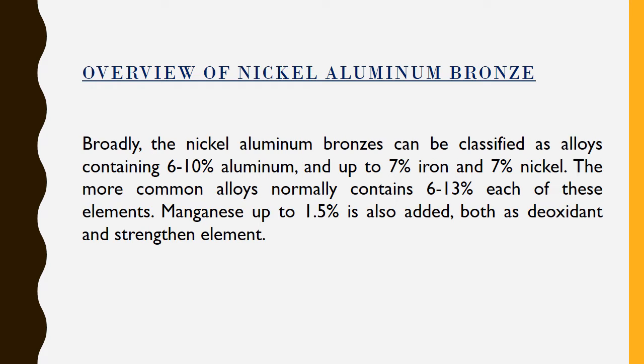Broadly, the nickel aluminum bronze can be classified as alloys containing 6 to 10% aluminum and up to 7% iron and 7% nickel. The more common alloys normally contain 6 to 13% each of these elements. Manganese up to 1.5% is also added, both as an antioxidant and a strengthening element.